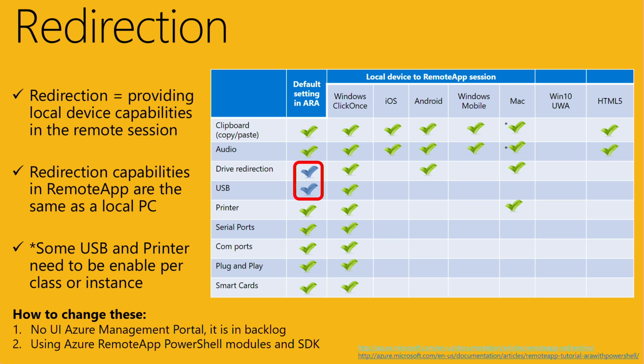Very key here is, why is this red circle? Well, drive redirection and USB redirection are not enabled by default. So if you create an Azure RemoteApp collection and you want USB redirection or drive redirection, you'll have to actually go out and install the PowerShell cmdlets and actually enable those. And we have a great tutorial doc. It's actually listed in the bottom right-hand corner, right alongside all the rest of our documentation, to walk you through actually how to do that.